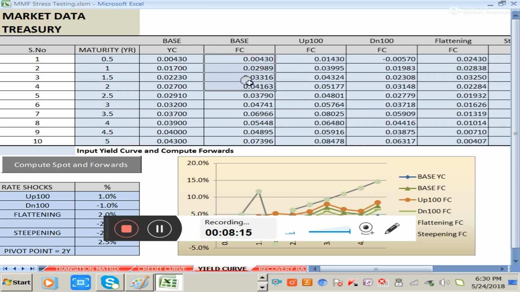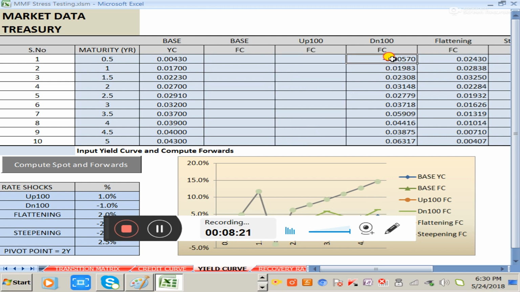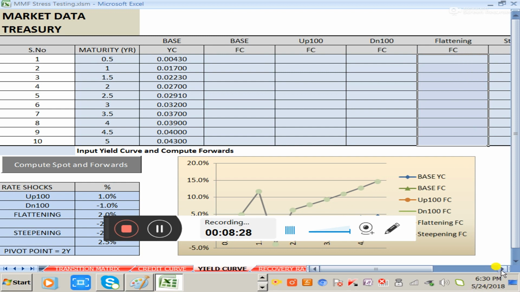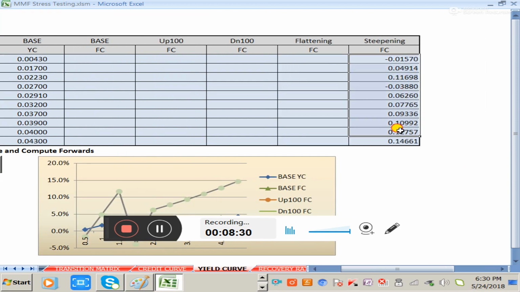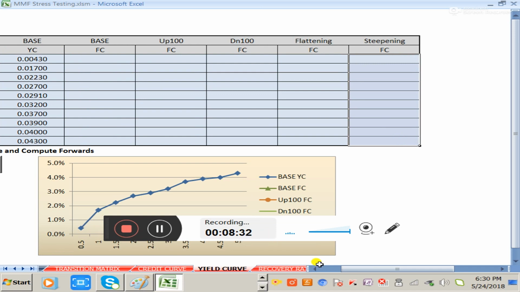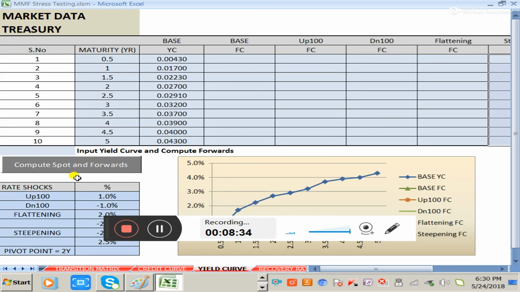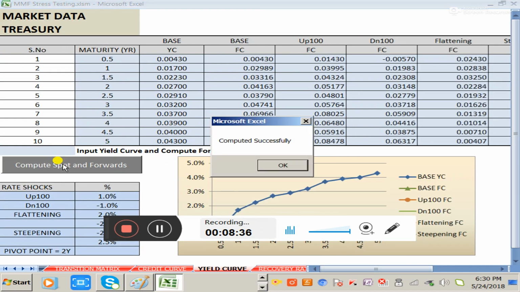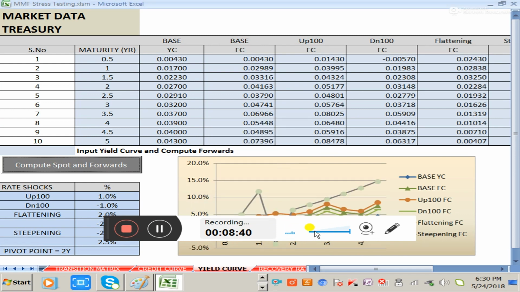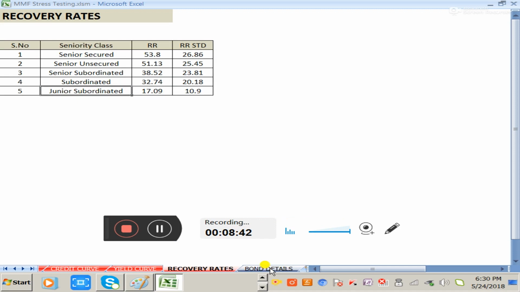I'm going to cancel all the values and use the click button in order to compute the spots and forwards, in order to calculate the market value of the securities, finally to calculate the NAV. So I'm going to click the compute spot and forwards, and it's going to compute the spot curve and the forward curves. The last one is recovery rates.